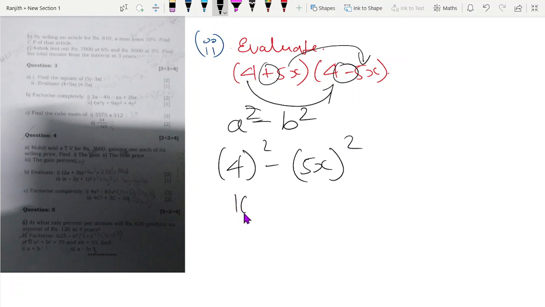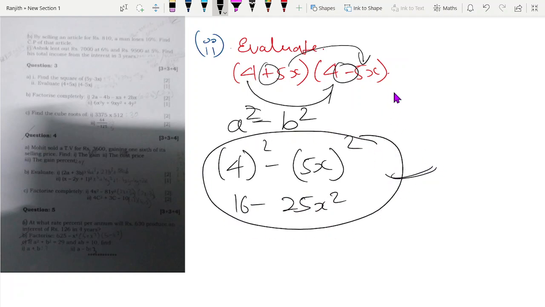Look, answering this, yes, correct. 16 minus 25x square is correct. After writing, answering this is very easy, students. But somebody gave a wrong answer, was it Tanishka? Grouping. I've already written it as 4 plus 5x. How can we use grouping here? Okay, this is a square minus b square, and this is the answer.